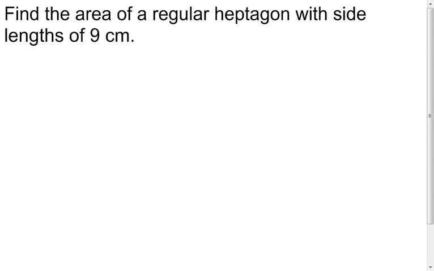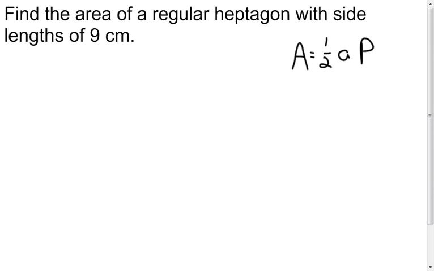And my last example, I want to find the area of a regular heptagon, and it gives me side lengths of 9 centimeters. Well, again, I'd come back to my area equals 1/2 times the apothem times the perimeter. Now this one you're going to look at and go, we have some problems, because the only thing that we know is the side lengths are 9, which is going to help us with the perimeter. We don't know the length of the apothem, and we don't know the area. So an equation with 2 variables is not good.